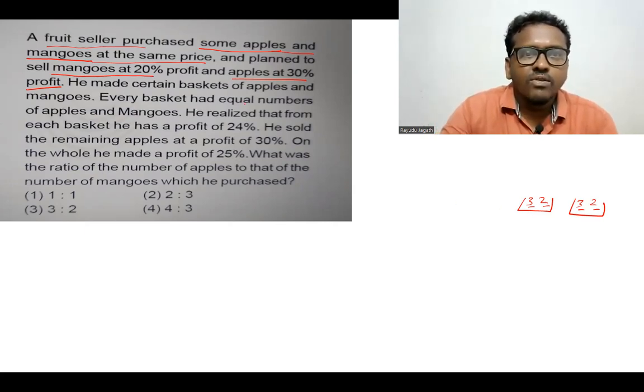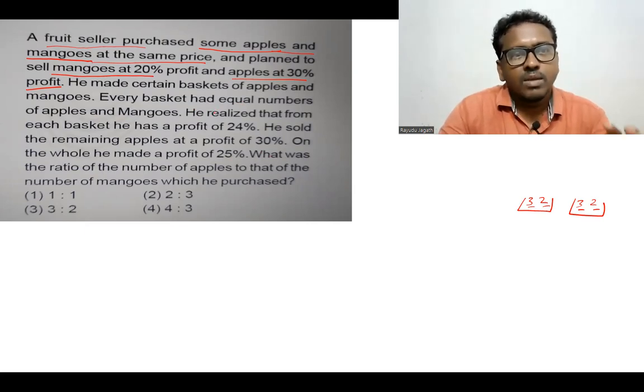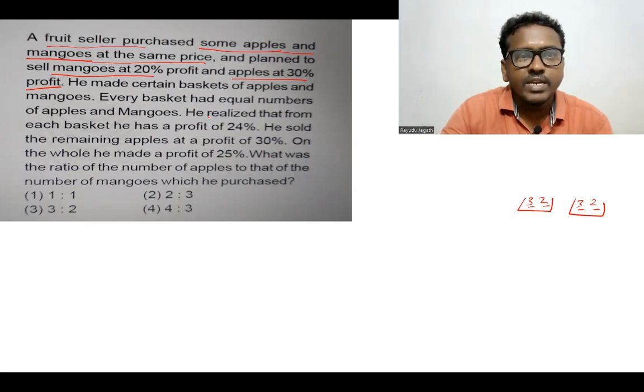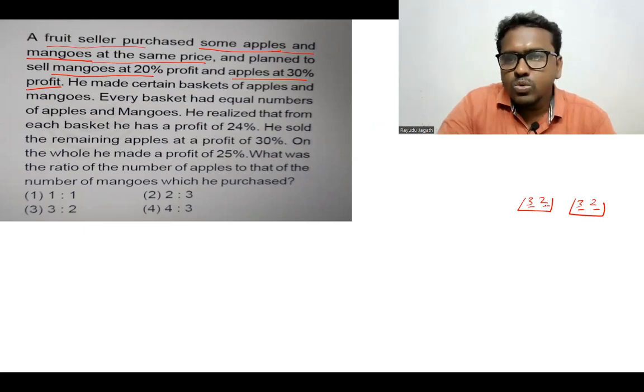Every basket had an equal number of apples and mangoes. That means in each basket, the number of apples and the number of mangoes remains the same, though the two numbers may be different from each other. For example, 2 apples are in the first basket, and the second basket also has 2 apples. In the first basket 3 mangoes are there, and the second basket also has 3 mangoes. That number remains unchanged.